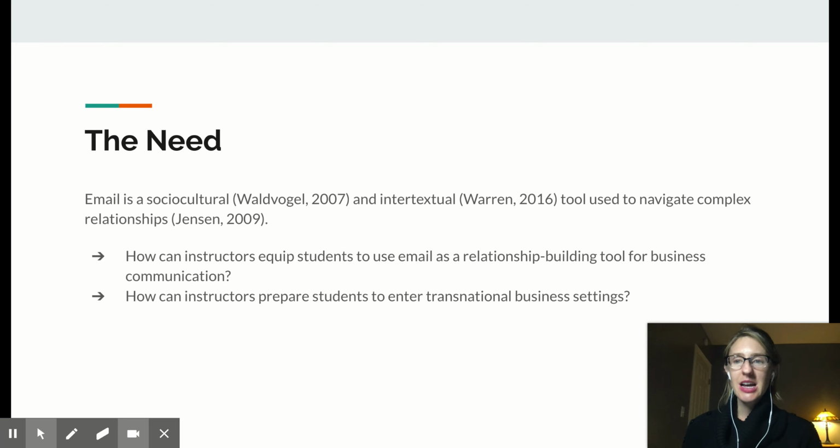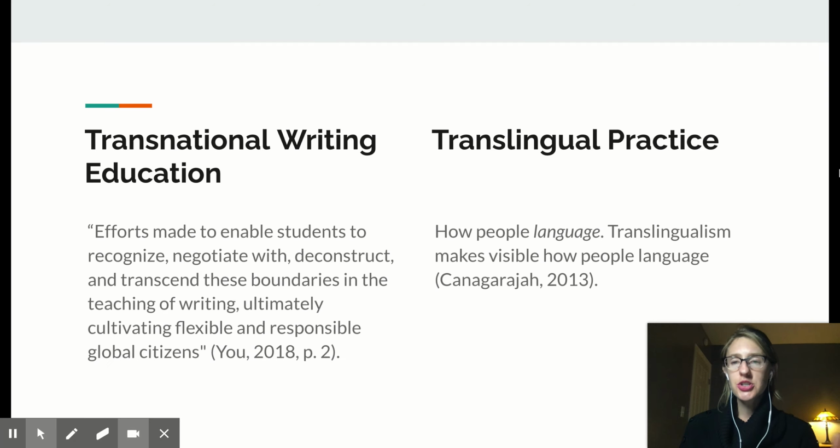So as I set up, email is ubiquitous. It's something that we all use, and often it's a common assignment in a business communication class. So what's different about what I'm talking about today? Well, research also suggests that email is cultural, it's social, and people use it to navigate complex relationships. And so what we really want to do when we're teaching email is we don't want to just teach a bunch of conventions like how to properly format it, but we actually want students to become really effective relationship builders in emails, right?